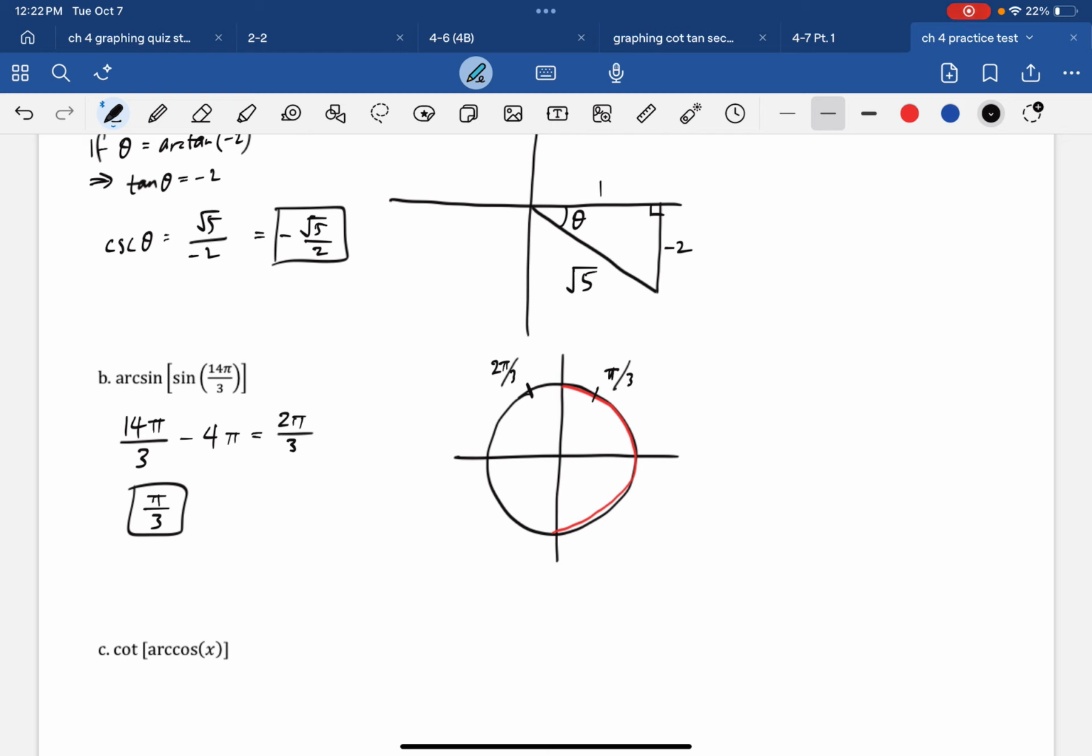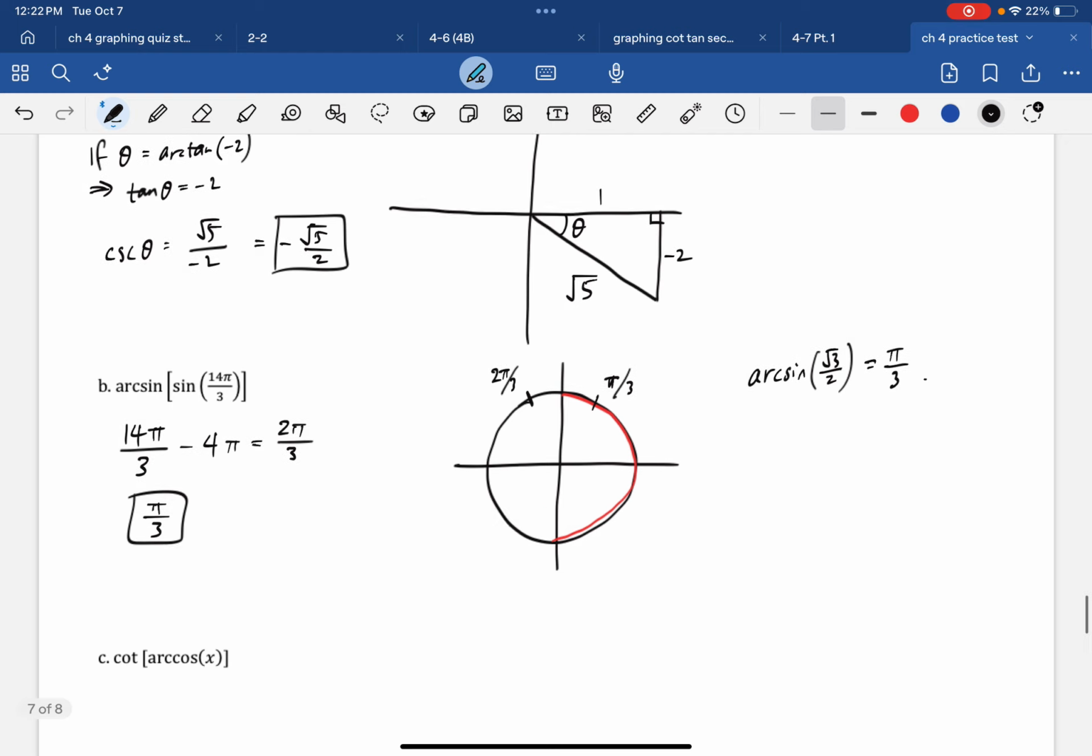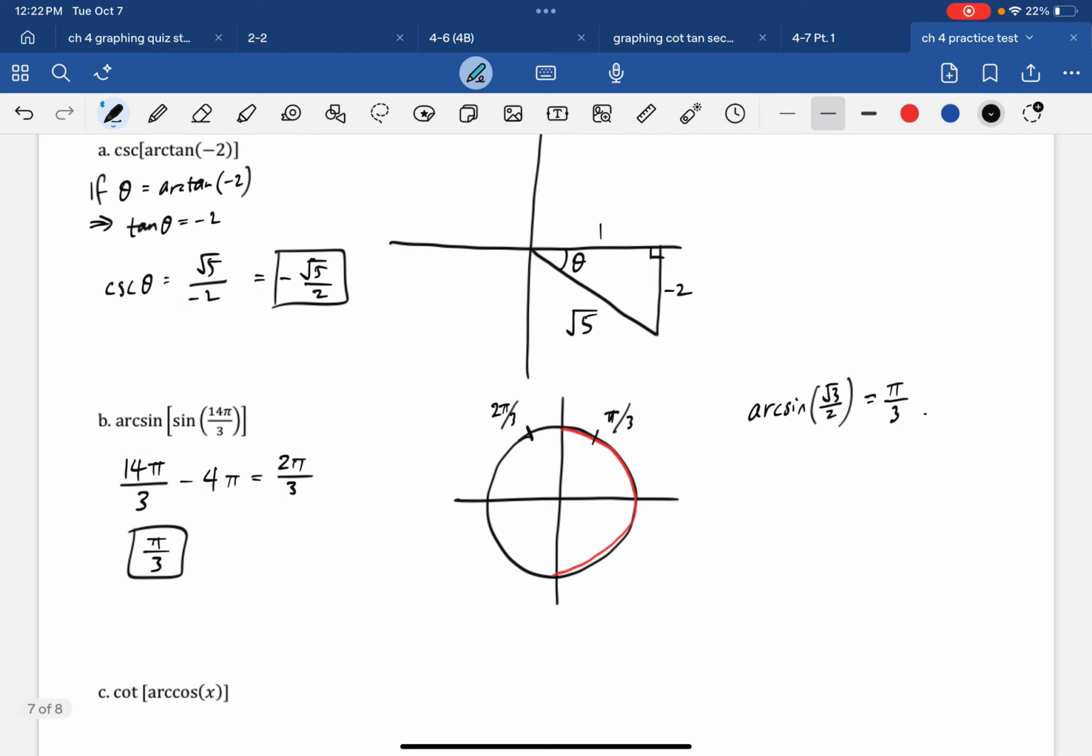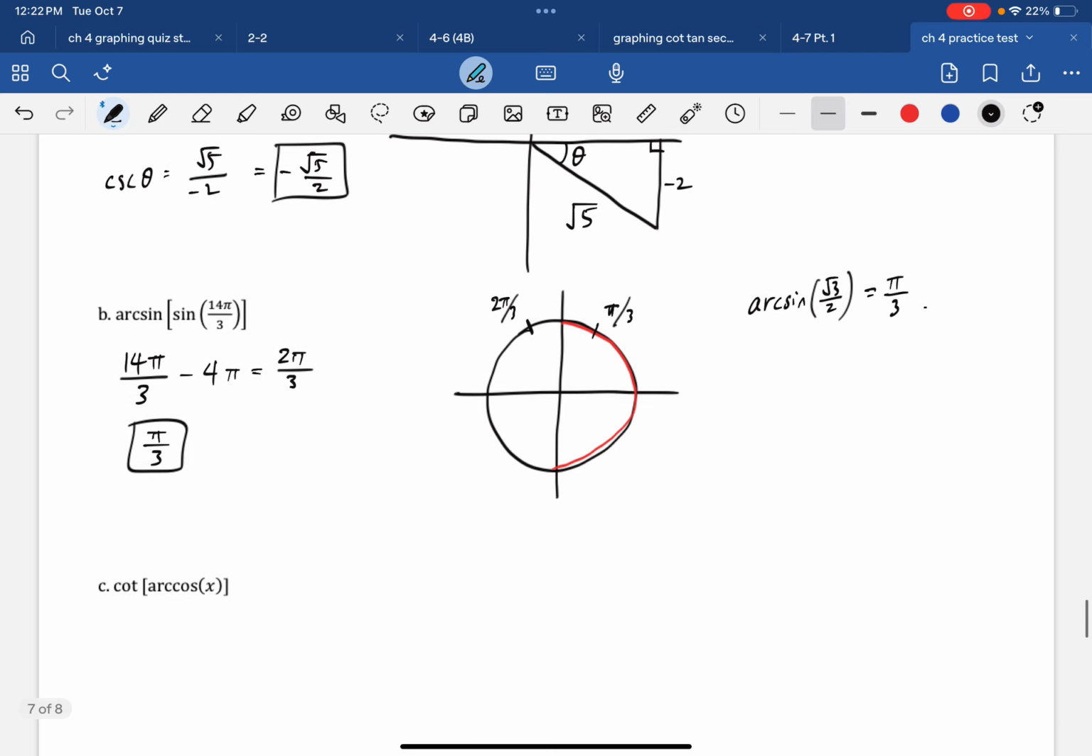Alternatively, you could also simply compute sine of 14 pi over 3. Sine of 14 pi over 3 is root 3 over 2. And then you could have just done arcsine root 3 over 2 and determined that to simply be pi over 3. So it's kind of the equivalent way, but just actually calculating out sine of 14 pi over 3. And that could be helpful in reducing errors in terms of getting the right angle in the end.